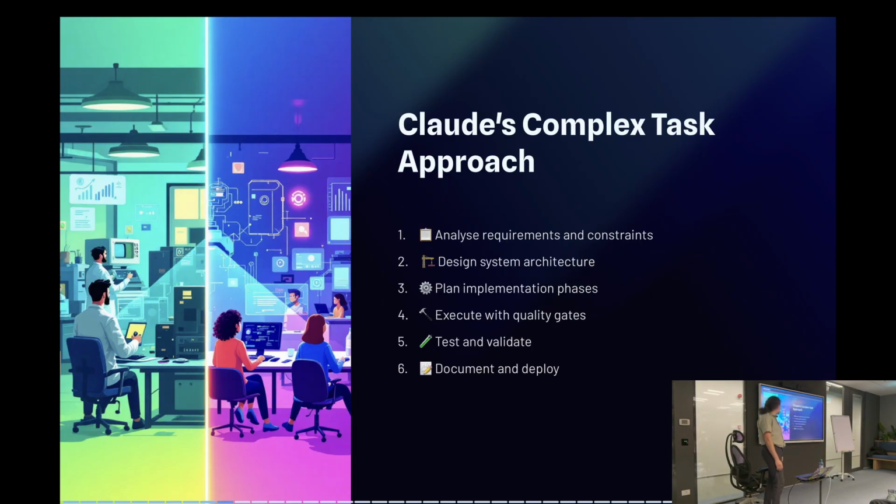Claude's approach to complex tasks is split into six parts. First, analyze the requirements and constraints. Second, design the system architecture. Make the high-level decisions about how components will work together. Third, plan implementation phases. Determine the order and dependencies of the work. Fourth, execute with quality gates. Implement each piece with validation checkpoints. Fifth, test and validate, ensuring everything works as intended. Finally, document and deploy. Make the solution ready for production use.